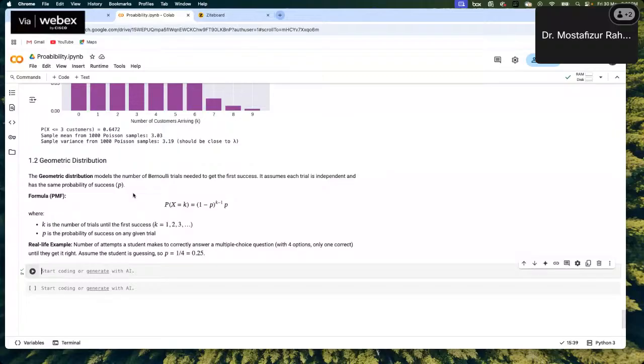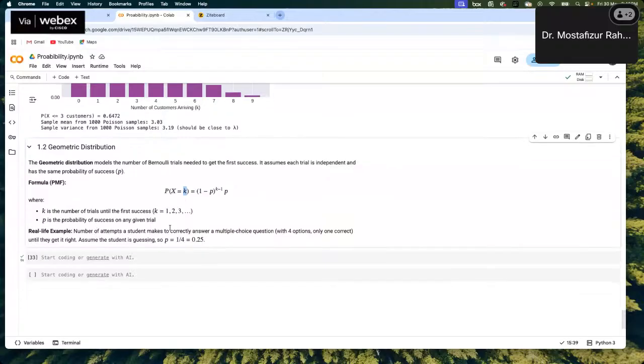Suppose I appear for the UPSC exam multiple times. What is the probability that I'll succeed? How many trials should I try? It assumes each trial is independent, so in this particular case there is no impact of the previous trial, and it has the same probability of success P every time. So the probability that X equals K, where K is the number of trials, equals (1 minus P) to the power K minus 1 into P. This is the probability mass function, where K is the number of trials and P is the probability of success.